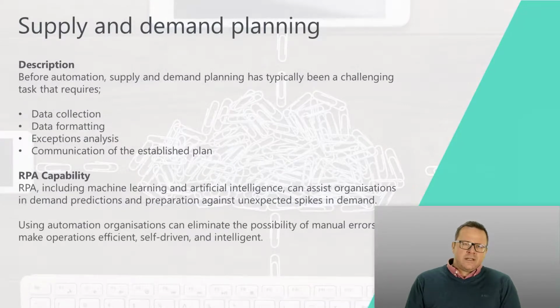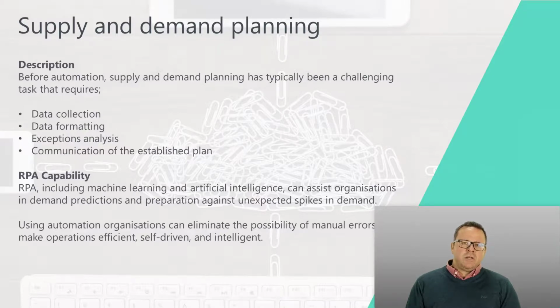Now let's look at the second supply chain process, supply and demand planning. Before automation, supply and demand planning has typically been a challenging task that requires data collection, data formatting, exception analysis, and communication of the established plan. This is where RPA can help.